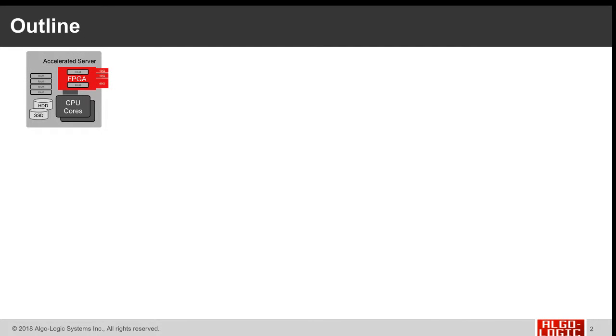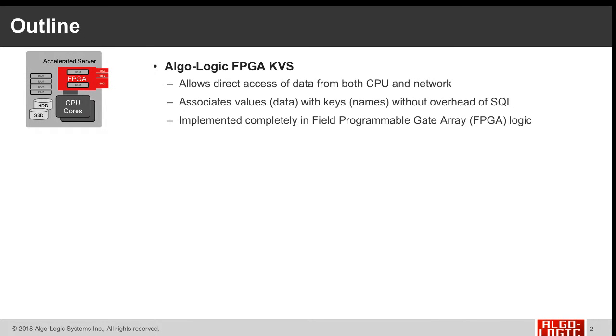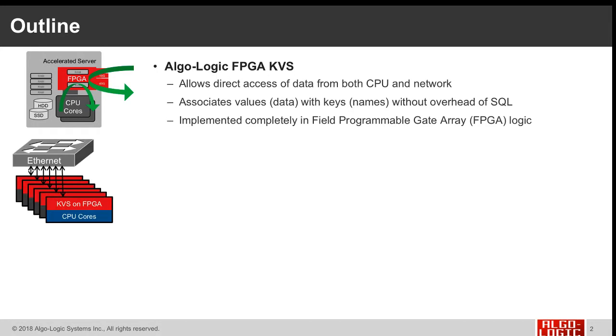The outline is that the system we're talking about is this key value store implemented on an FPGA, and it lets you directly access data both from a CPU and from the network. From the CPU side, over the PCIe bus, you can read and write key value pairs, and also over Ethernet, you can read and write those key value pairs. So anywhere on the host, you can have these associations of data values, and anywhere on the network, you can also get to those as well. The benefit of doing it on the FPGA is that it can do this a bit faster.